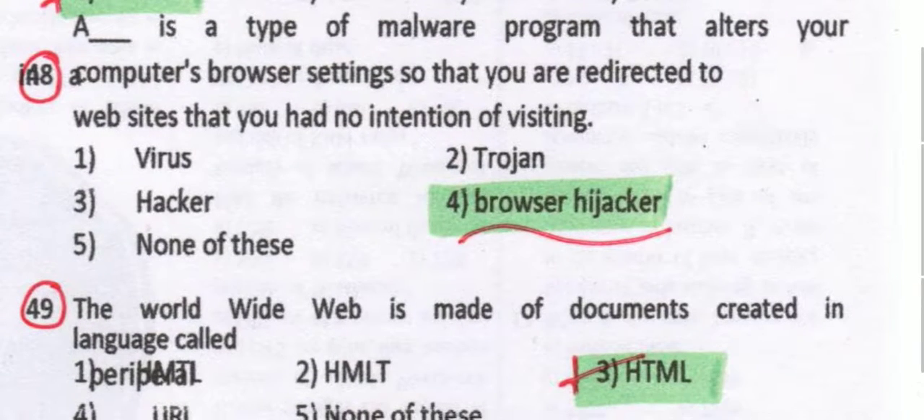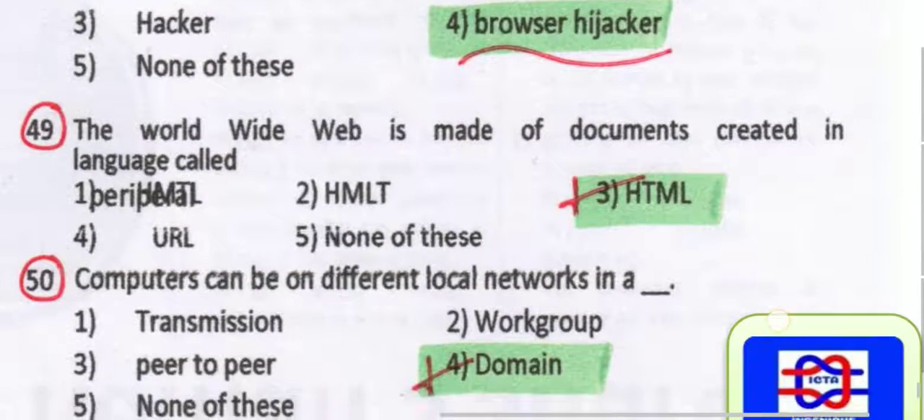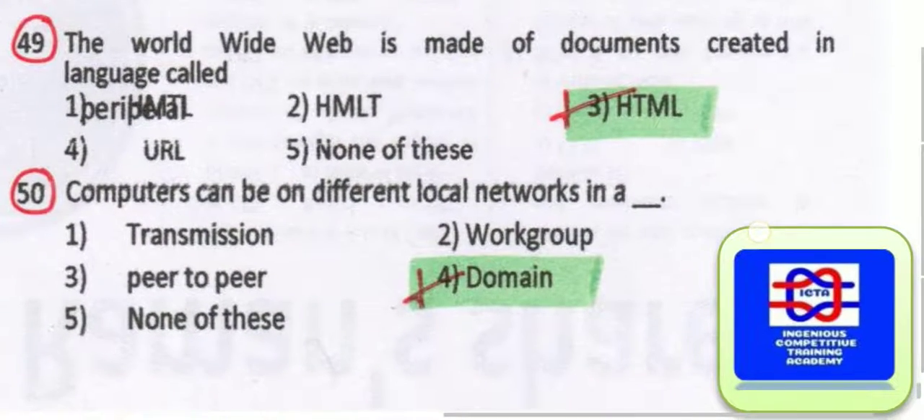A browser hijacker is a type of malware program that alters your computer's browser settings so that you are redirected to websites that you had no intention of visiting. This is exactly the function of a browser hijacker. It's one type of malware. The World Wide Web is made of documents created in a language called HTML, hypertext markup language.